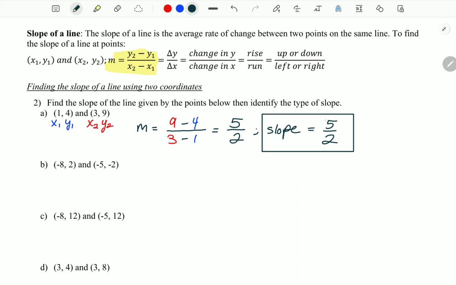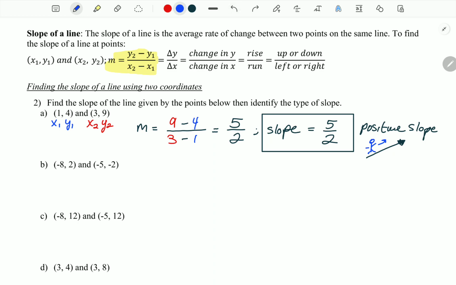And because this is a positive value, we have a positive slope. And because the slope is positive, the line is going to increase. We're going to go up. Like walking up stairs or walking up a hill. Walking up. Oops, let's put that back.